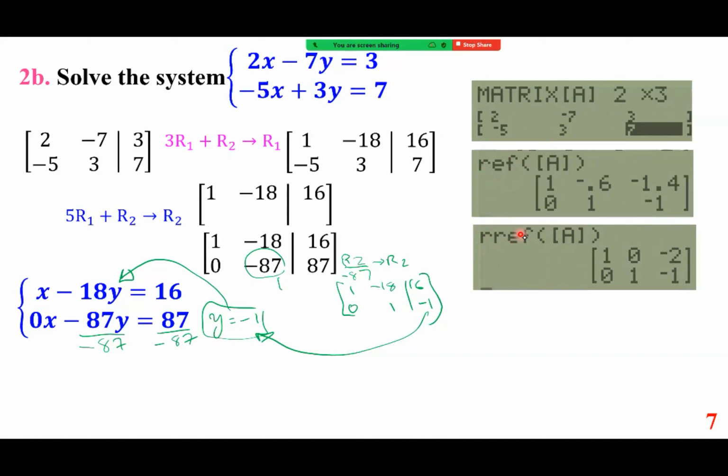What it does is the main diagonal becomes 1 and everything else is 0. Because everything else is 0, this represents x, which means -2. This represents y, which is -1, and that's exactly what we have here. So if you go with that, it gives you the solution in one shot.